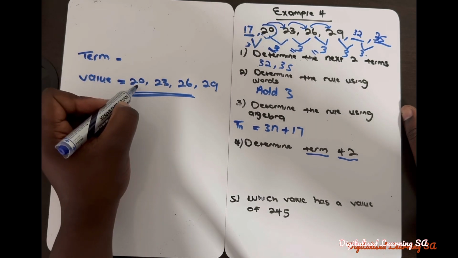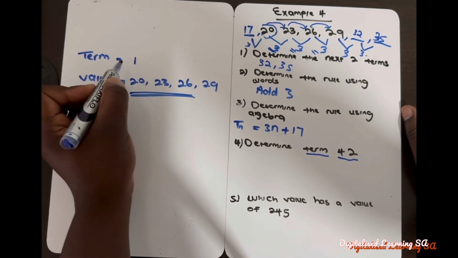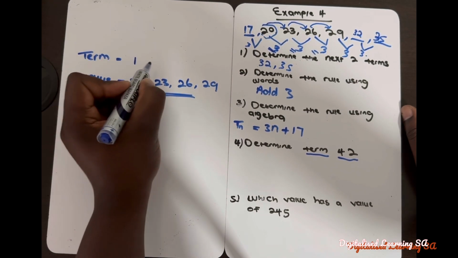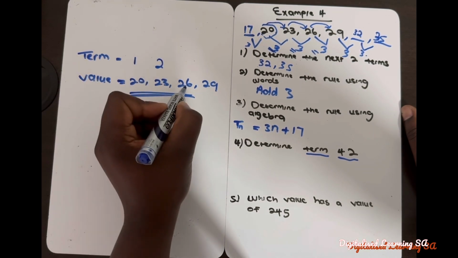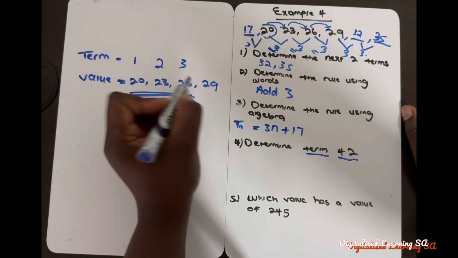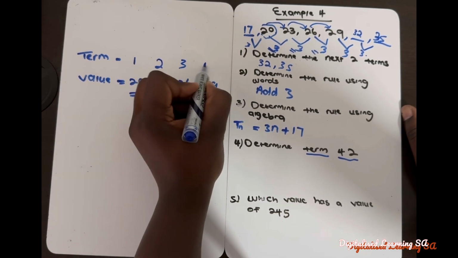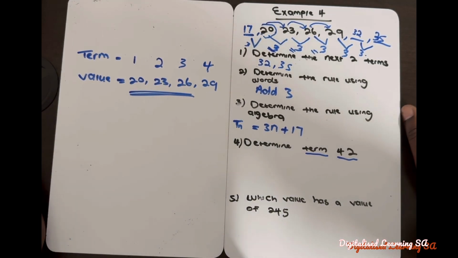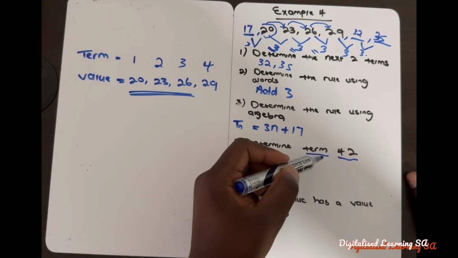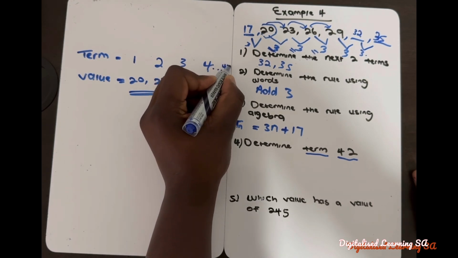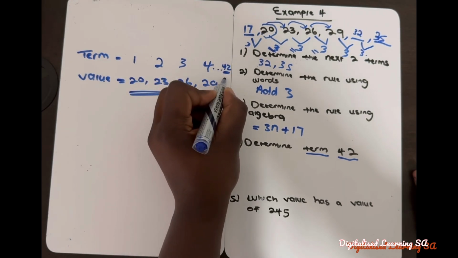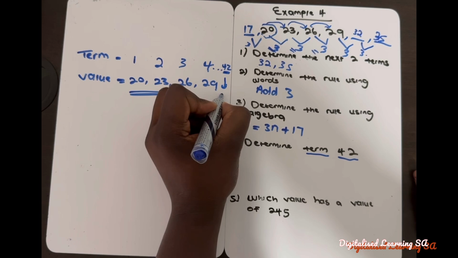So the value of 20 is called term 1. The value of 23 is term 2. The value of 26 is term 3. And then the value of 29 is term 4. So in this case, we need to determine term 42, and then we need to find its value.